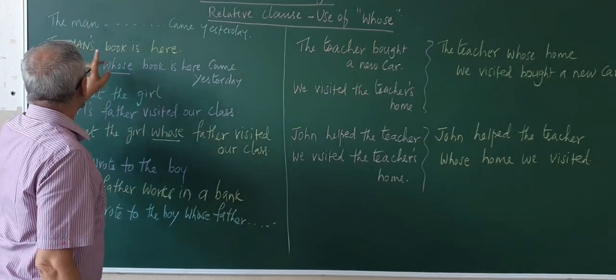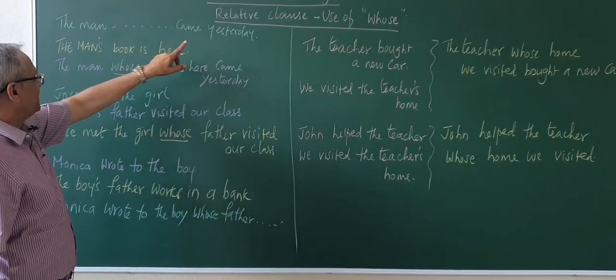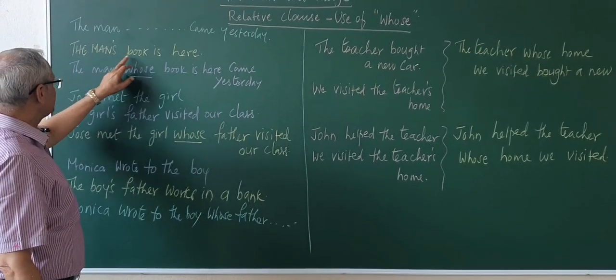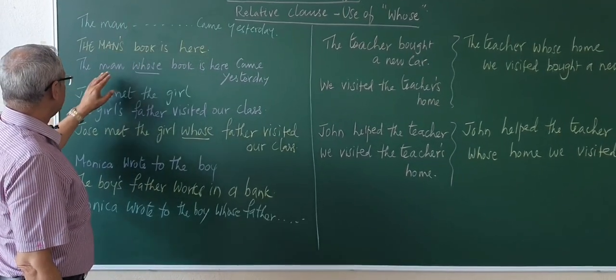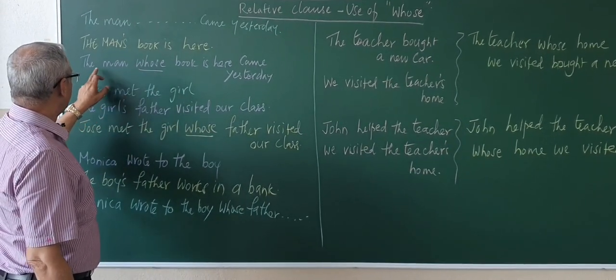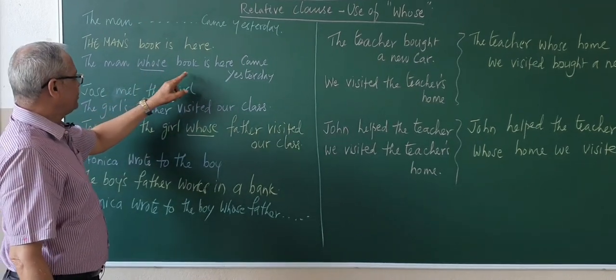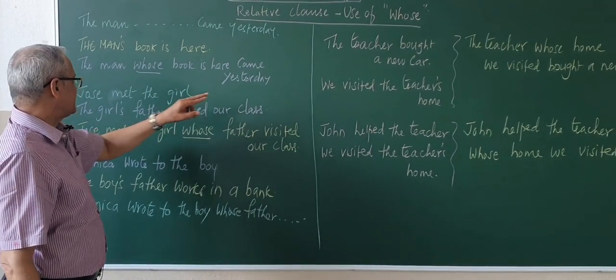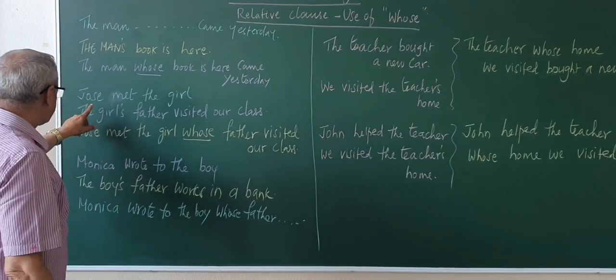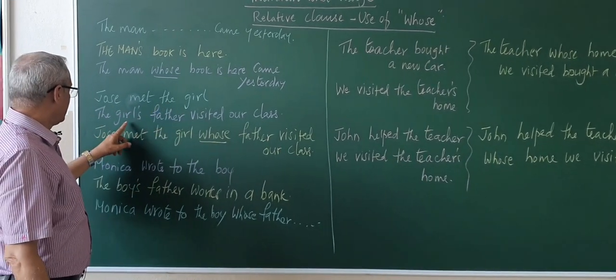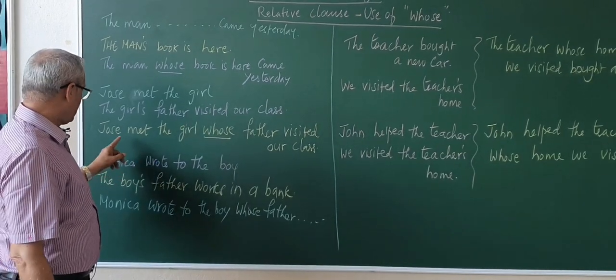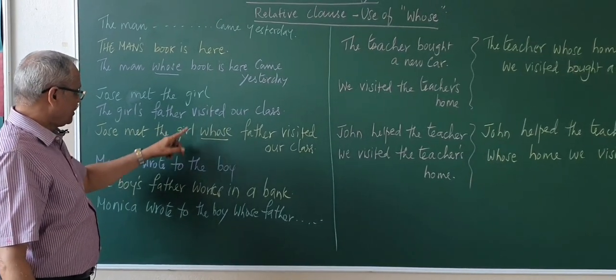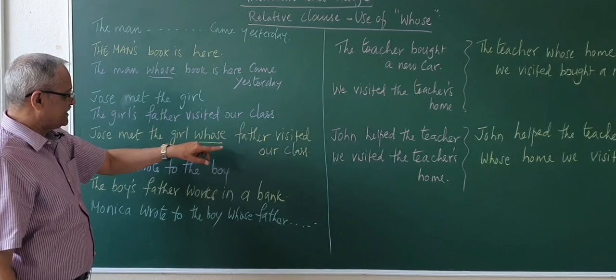See the example here. The man came yesterday. The man's book is here. When we want to combine these two sentences by using whose: the man whose book is here came yesterday. Jose met the girl. The girl's father visited our class. Jose met the girl whose father visited our class.